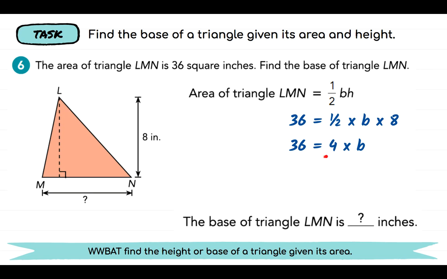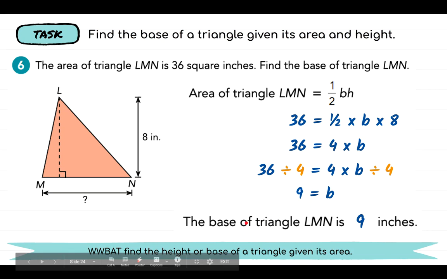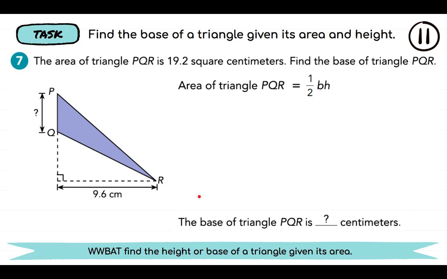And of course, because 4 is multiplying with b, we can use the inverse operation of multiplication, which is division, to get rid of 4 from both sides. So 4 times b divided by 4 would leave you b on one side, and then 36 divided by 4 would leave you 9. So the base of this triangle is 9 inches. Did you get it right? If you get it right, just pat yourself on the back. Let's move on. Let's try this one. You're going to again pause the video and solve it on your paper.